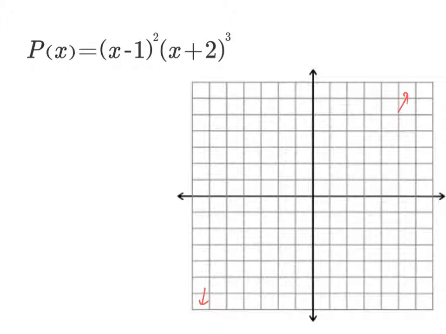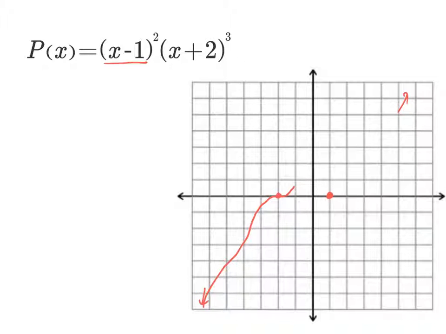I know that I'm going to have a 0 at 1. And because it's squared, I know it's going to bounce there. And then I'm going to have a 0 at -2. And that's cubed, so it's going to do something like this. We're going to start here, and when I get here, I'm going to inflect it. Because if it was not a 3 and it was 1, it would go through like this. If it's anything other than 1 and it's odd, it's going to go through like this. Then it's going to go up.